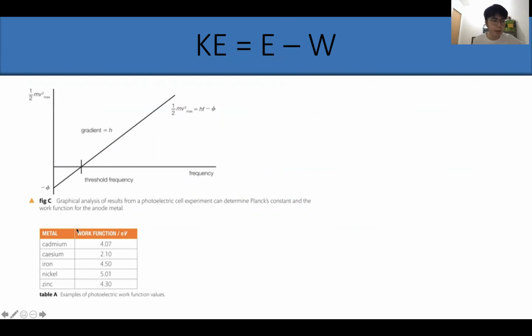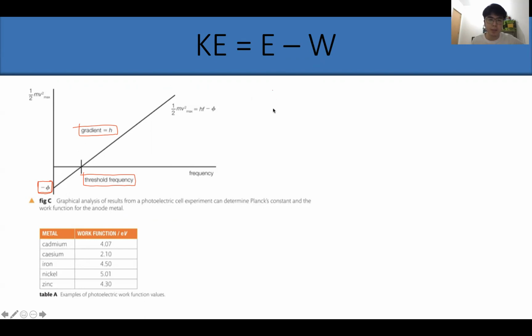Here you can see a few examples of the work function of certain materials. We have cadmium, calcium, iron, nickel, and zinc. Here is our graph of kinetic energy maximum against frequency. Again, this is the work function. The x-intercept is the threshold frequency and the gradient is the Planck constant. One graph represents one type of metal. If you plot another metal, then you have two lines on it.